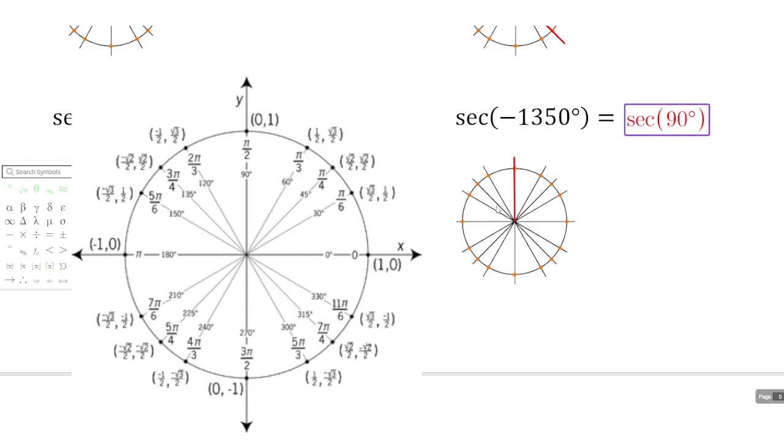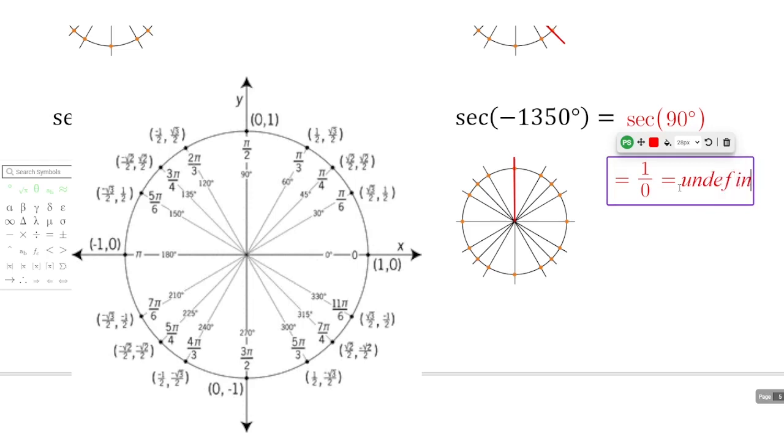Now the x-coordinate at 90 degrees is 0, so to reciprocate 0, we actually have to do 1 over 0. And we've seen a problem like this before, and basically I just said you're not allowed to do this. This is an invalid operation. You're not allowed to divide by 0. The question of why you can't divide by 0 is probably better left to another video. It deserves its own explanation. But for right now, we'll just accept that this is going to be undefined.